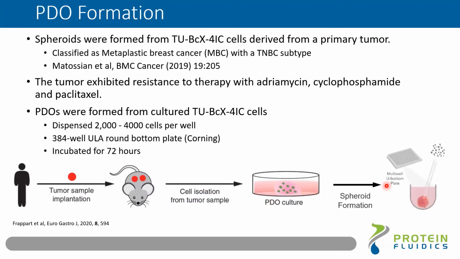So let me now get into the data on the PDOs, the formation imaging, and some of the disease modeling we did. These were TU-BCX4IC cells derived from our primary tumor, a patient down at Tulane University. This is a metaplastic breast cancer with a triple negative breast cancer subtype.